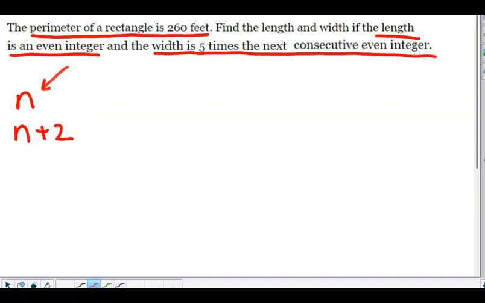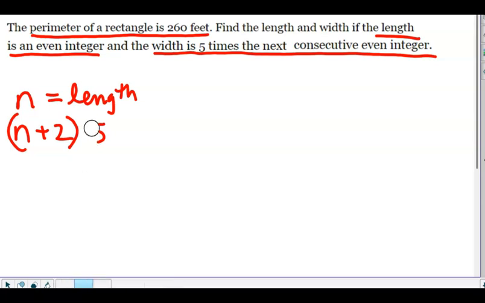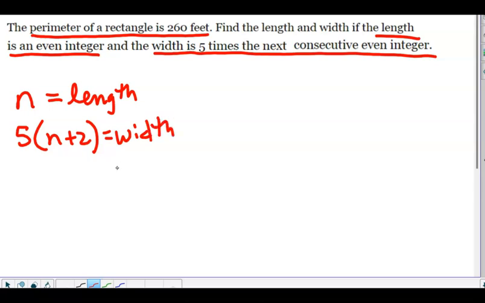Okay, so this one would be the first integer, and then this one would be the next consecutive integer. And since they say that we don't know the length, then we're going to say this is the length. And we know that the next one, the width, is 5 times as much as this, right? 5 times that. Now typically, we put that 5 in front, like this. And now, we also know the perimeter.